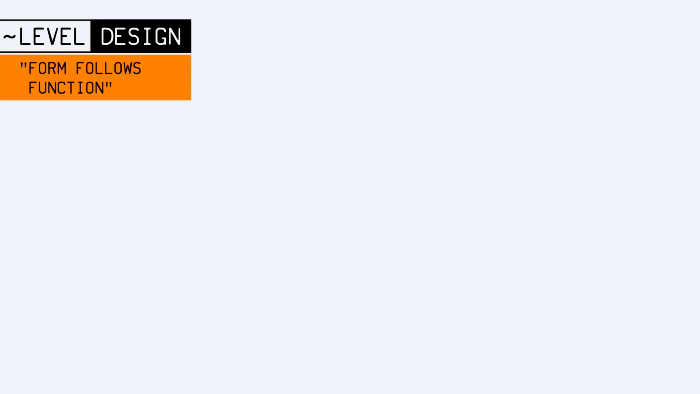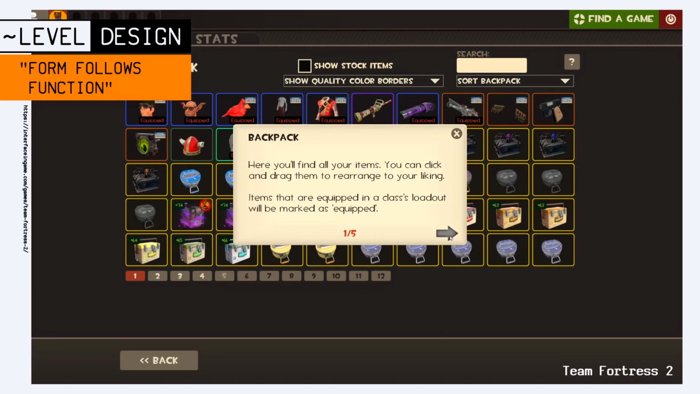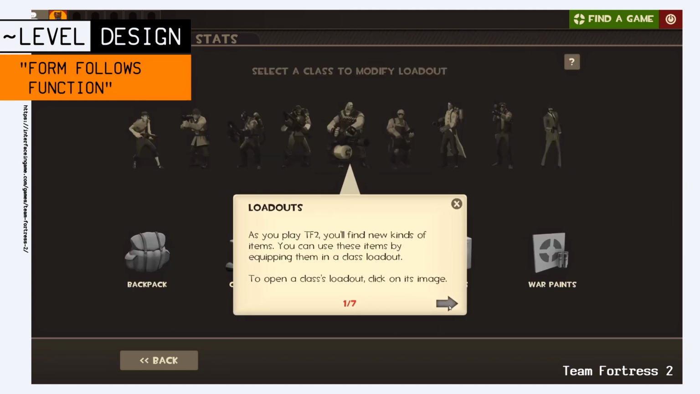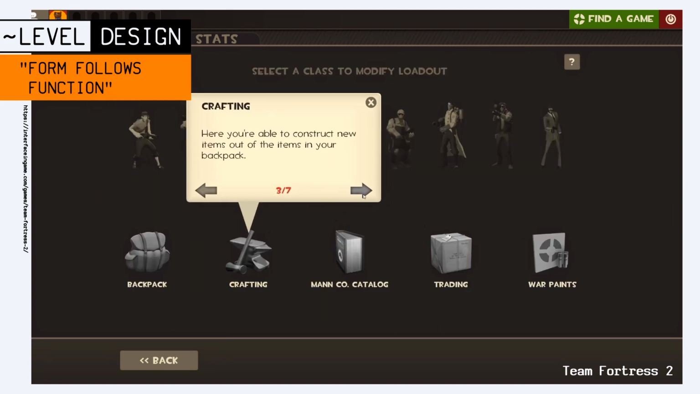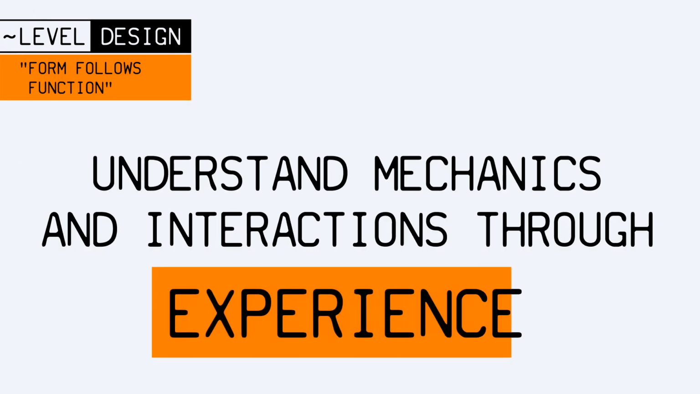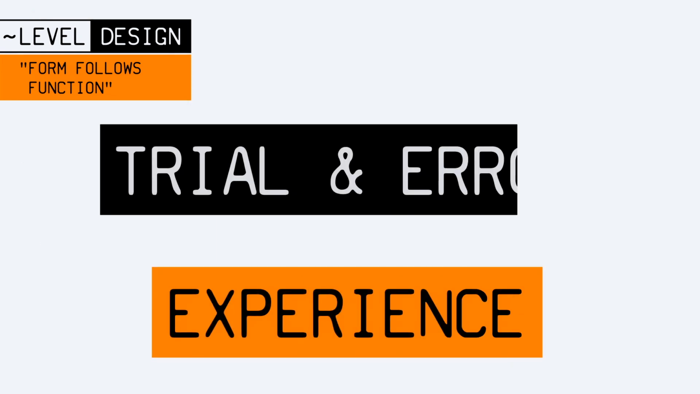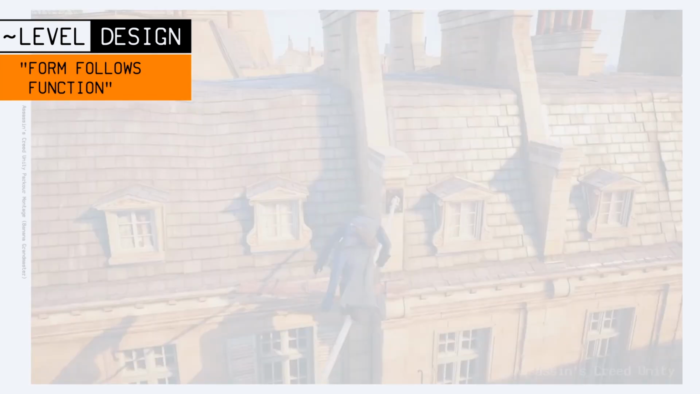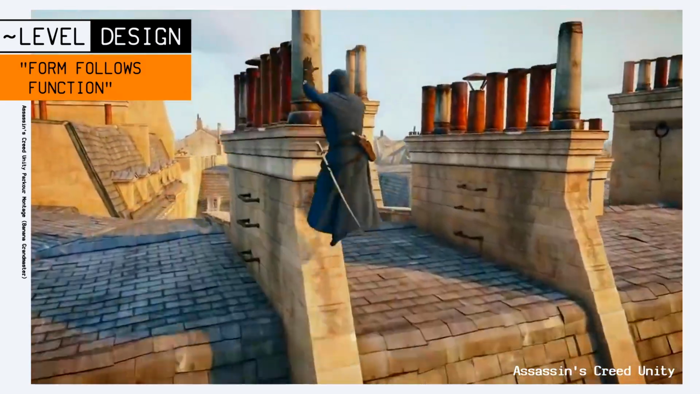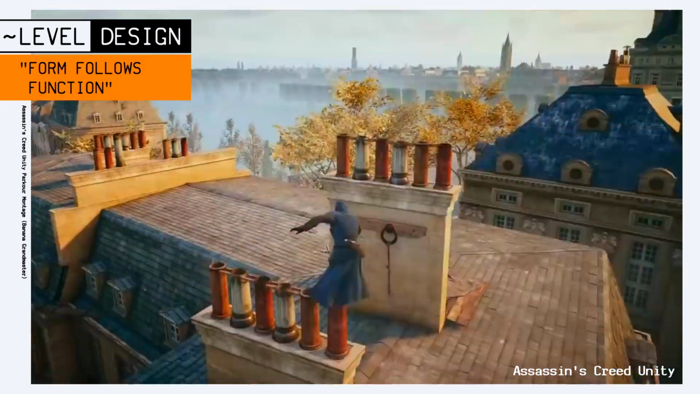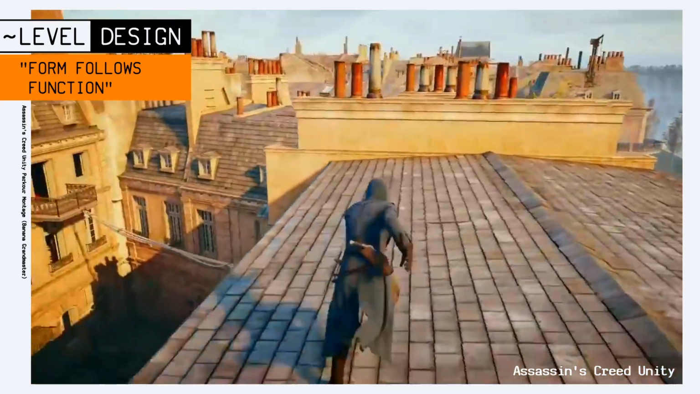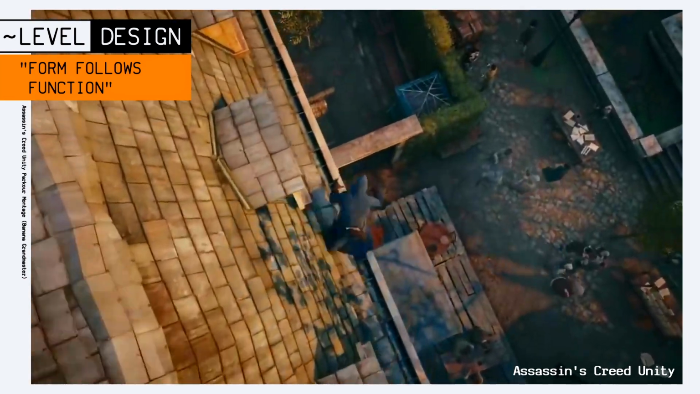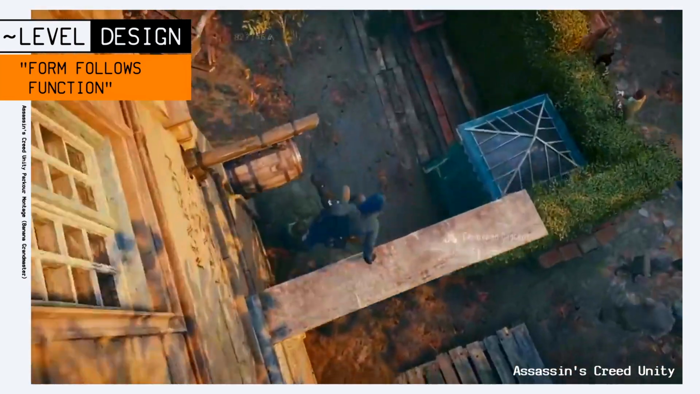In a way, that's the opposite of big tutorial panels that interrupt the action and explain a point of gameplay by just laying out an encyclopedic definition for you to read. With affordance, the goal is to have you understand mechanics and interactions through experience, through trial and error, rather than through academic learning. Consider games like Assassin's Creed or Uncharted, which implement parkour mechanics. Well, ideally, those parkour mechanics should rely as much as possible on the form follows function principle, because you want your players to understand intuitively how the character evolves in the space.